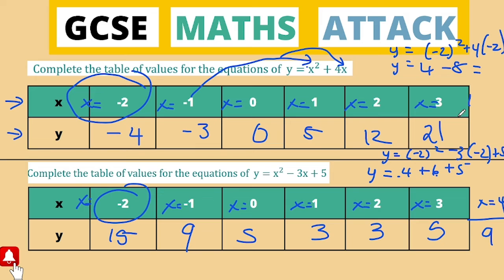So if you've got that correct, please give yourself a tick, one over here and over here. And if you got it wrong, please see where you went wrong. You probably went wrong with your substitution. Also, don't forget, whenever you square a minus, it becomes a positive number. Any negative number multiplied by a negative number will always give you a positive number.